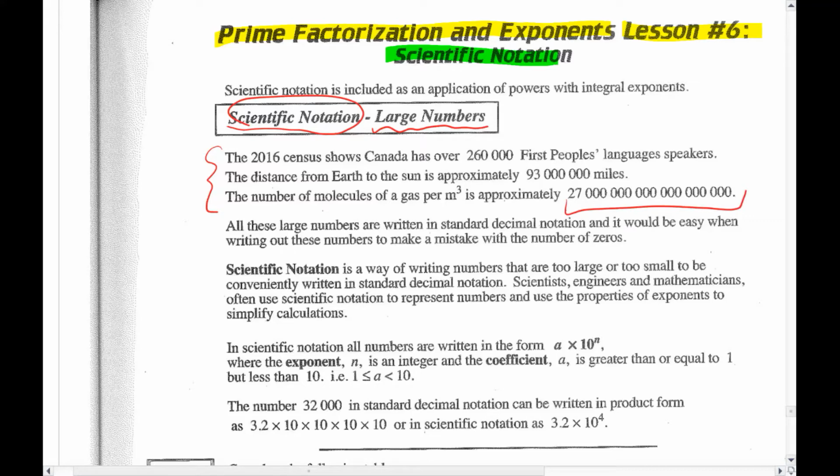So you can see that they are hard to deal with when they're written like that. If you had to write this number 5 or 6 times, it's going to be a pain. And that's where scientific notation comes in. It's a really nice way to write numbers that are too large or too small.